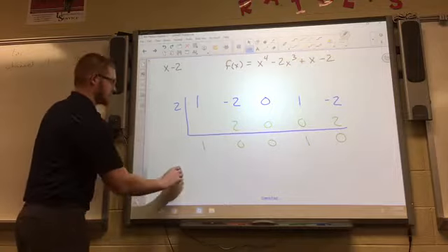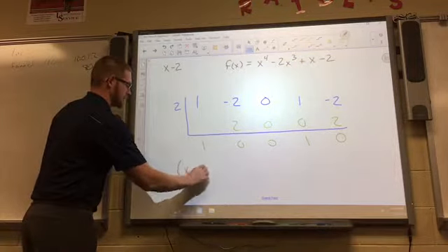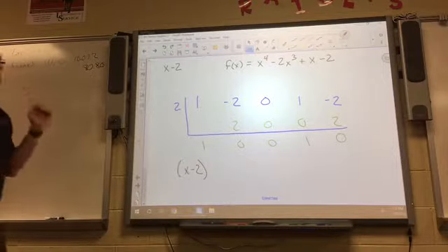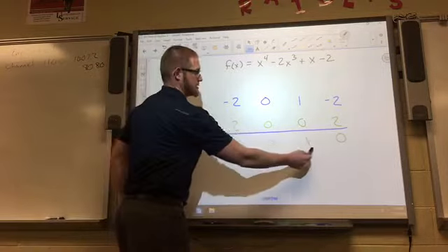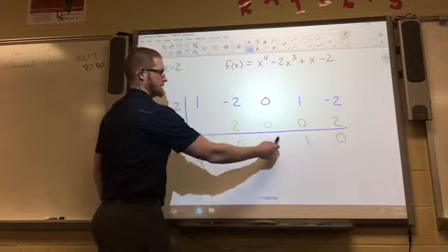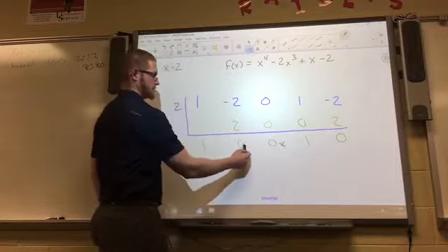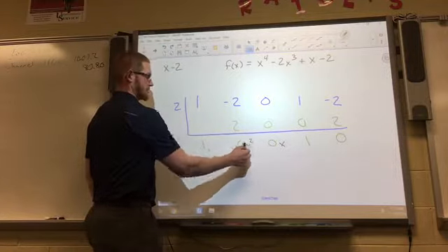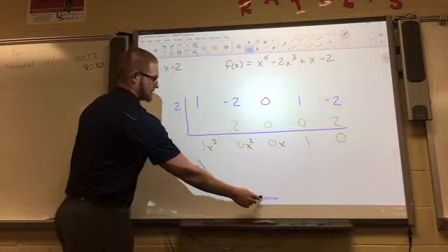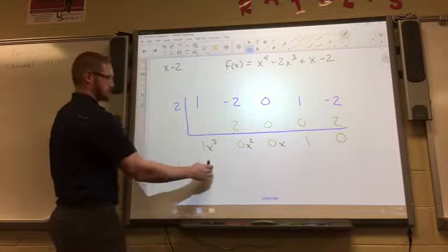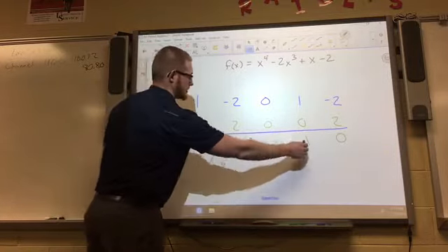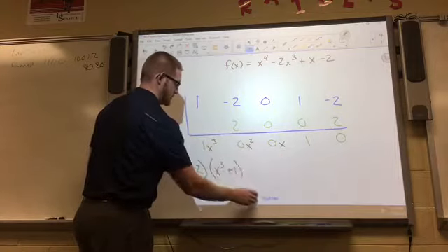Yes. So I know I'm going to have x minus 2, and then I'm going to have something else. Okay. This would be x to the 0 power. This would be x to the first. This would be x to the second. This would be x to the third. So it should be 1x to the third. So it's going to be x cubed plus 0 plus 0 plus 1.